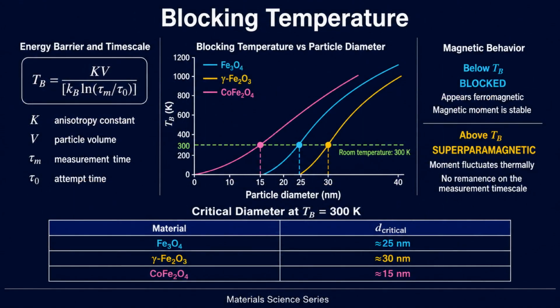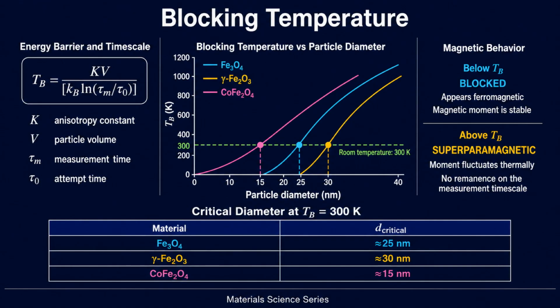The blocking temperature, T_B, is the temperature below which a superparamagnetic particle appears ferromagnetic on the measurement timescale. It's given by the equation T_B equals K times V divided by k_B times the natural log of tau_m over tau_0.